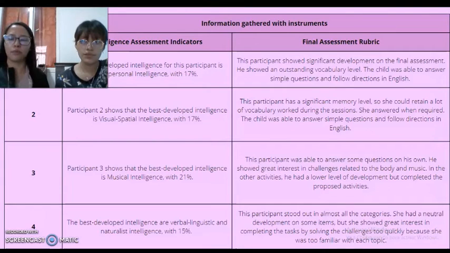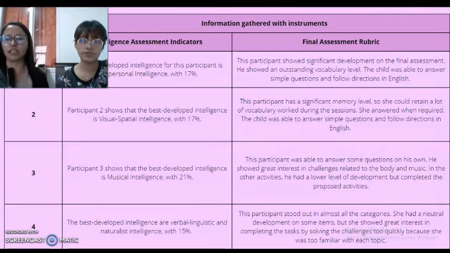So with participant 1, we could see that the intelligence he develops best is the interpersonal intelligence. Participant 2, the visual spatial intelligence. Participant 3, the musical intelligence. And the last participant had a tie between verbal linguistic and naturalistic intelligence. You can see the percentages there, but it doesn't mean that they don't also develop well in other intelligences.